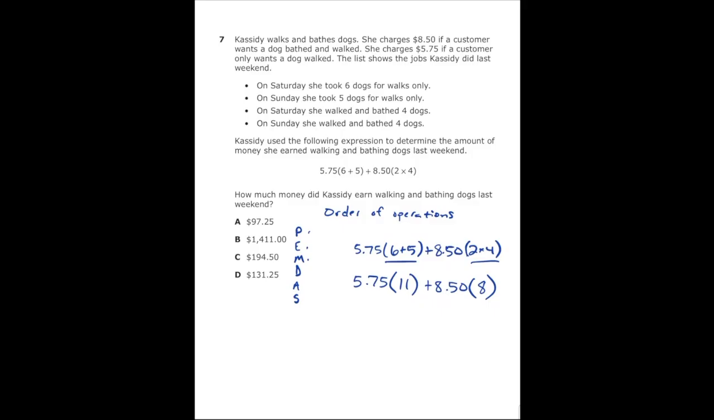So 5.75 times 11 will give us 63.25. And then we're going to add 8.50 times 8, and that product will be 68. So now we have 63.25 plus 68, and that's going to give us an answer of 131.25, and that's going to be letter D.